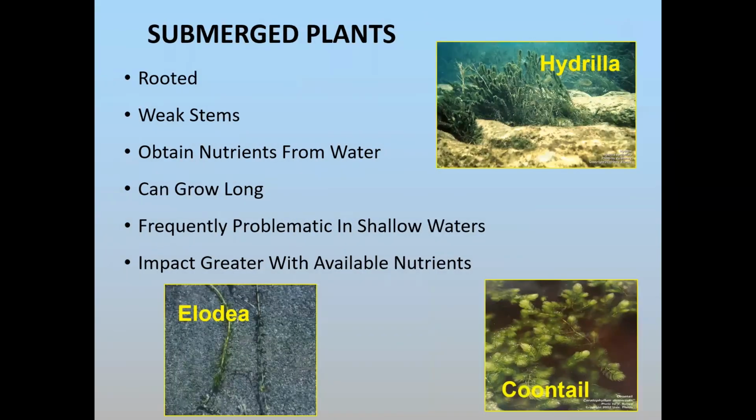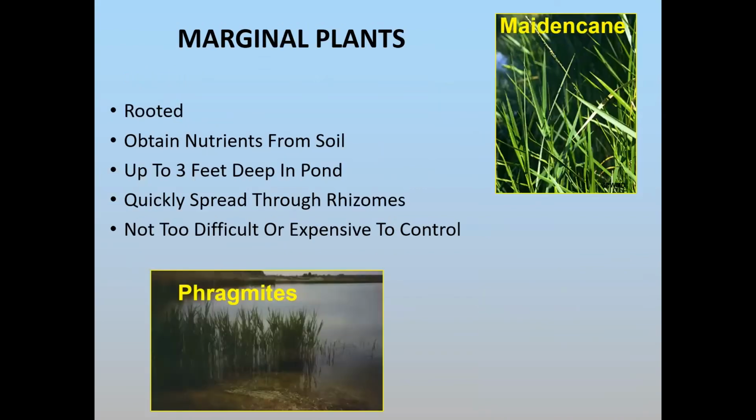Then we have the submerged species. These again are the ones that are rooted in the pond bottom. These tend to have soft stems, are very quick to take advantage of nutrients, and tend to be more problematic in shallow waters, because of sunlight being able to penetrate down to the leaves where they can grow. Then we have our marginal species. Here are two examples, Phragmites and maiden cane. Others, of course, would be cattails. And again, these tend to extend out to about 3 feet of depth, and they can quickly spread through rhizomes.